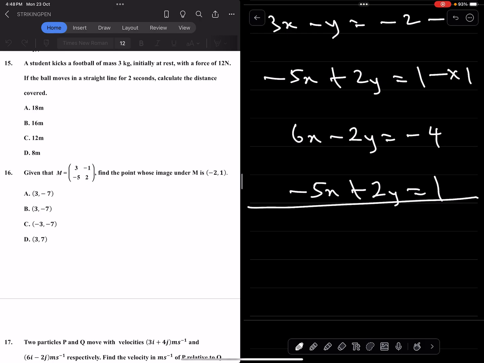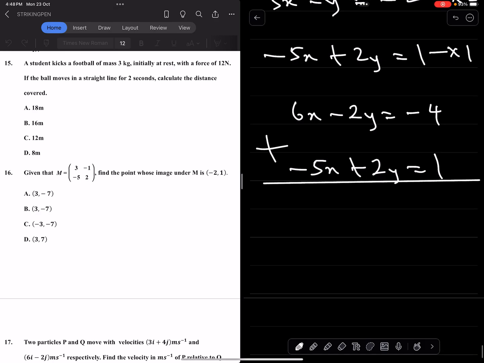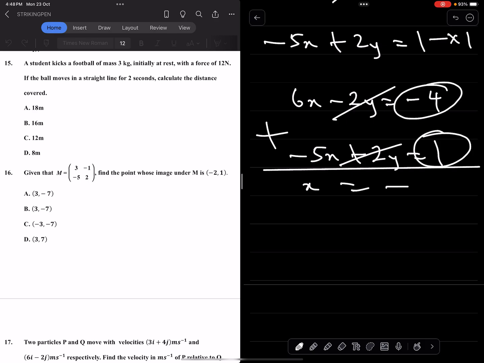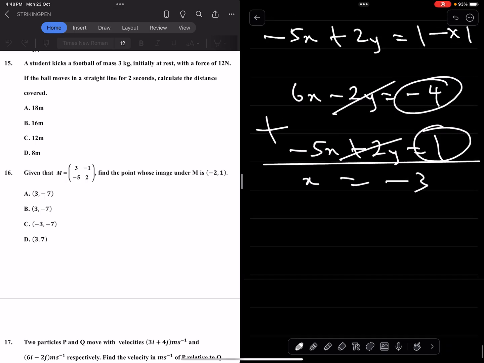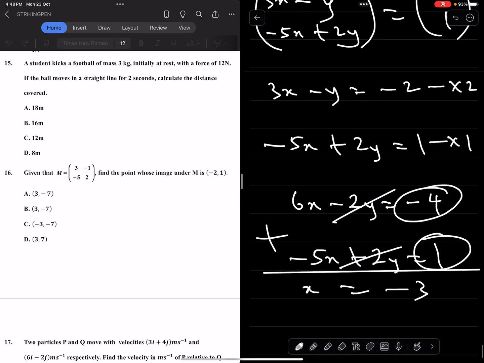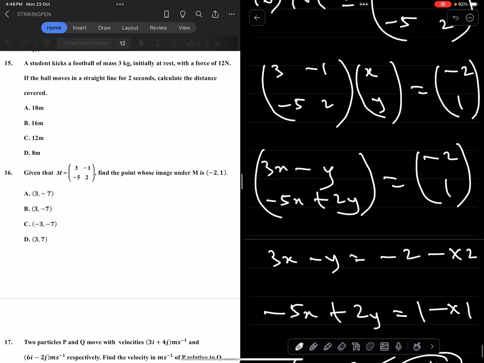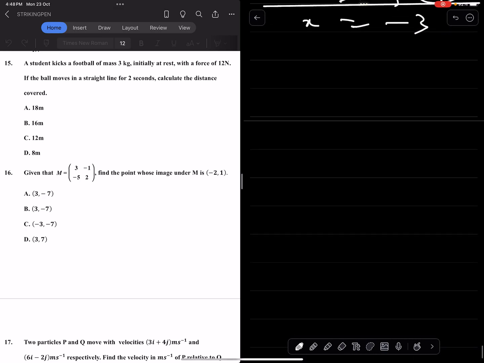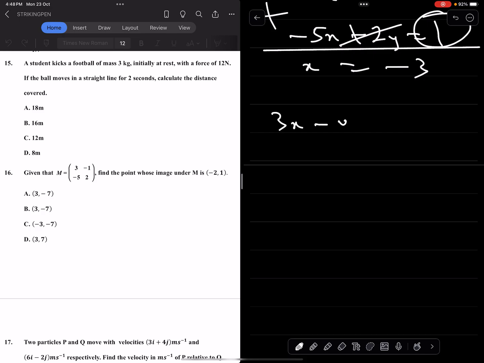And that simply means, what's that? Let me have a straight line. So let's add to eliminate y. 6x plus minus 5x is x, and minus 2y plus 2y is 0. That's equal to minus 4 plus 1, which is minus 3. And that means x equals minus 3. So we can put that in equation 1 to get y. Equation 1 is 3x minus y equals minus 2.